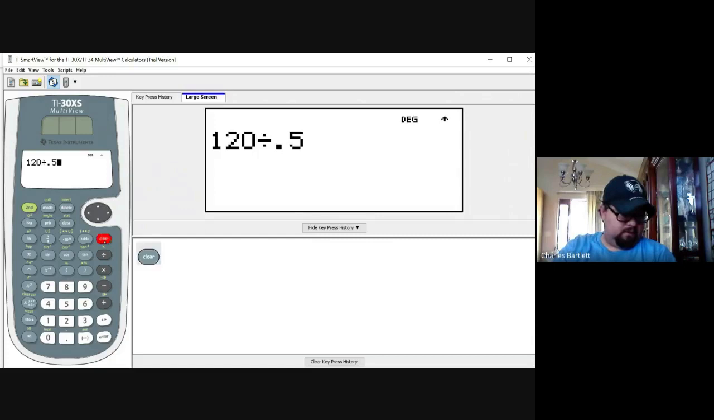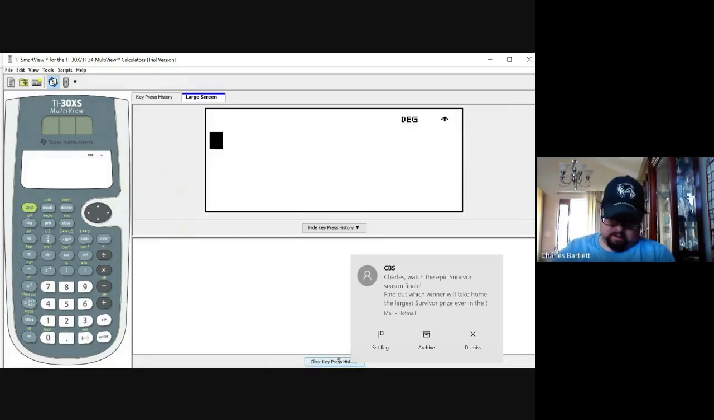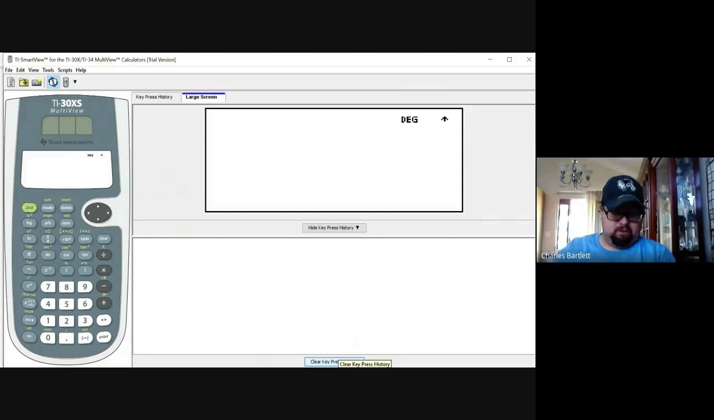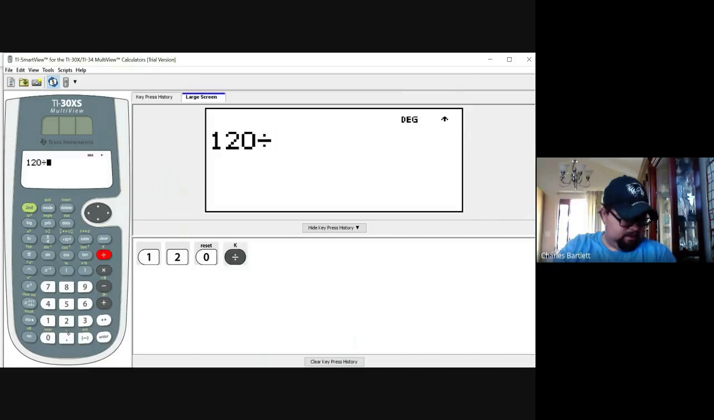Let's start that over. So you can see there are certain buttons you can pick. That's an app. So we've got our 120, and we're going to divide that by 0.5. Those are the two values we have, and it's going to give us 240.